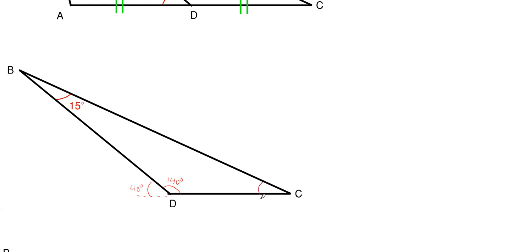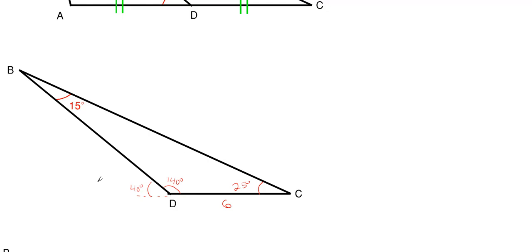So with a triangle, the total is 180 degrees on the inside. So what that means is this angle down here at C would be 180 minus 15, minus 140, and that leaves me with 25 degrees down here. I also set DC equal to 6 right here. So what I'm looking for out of this triangle is my side BD.